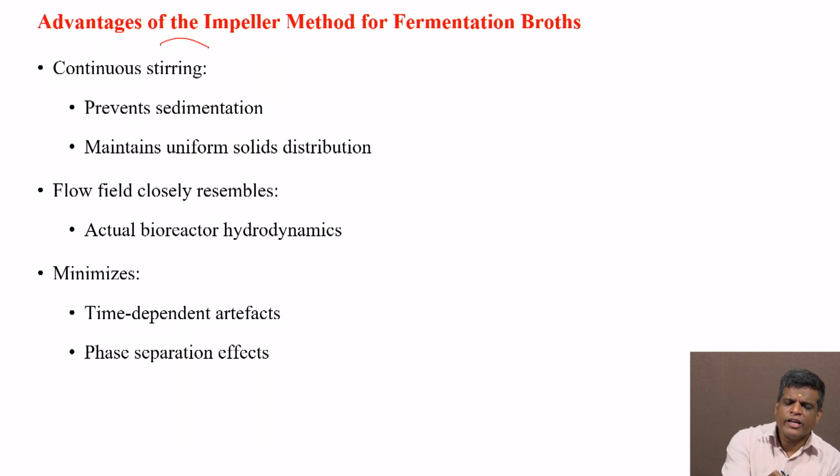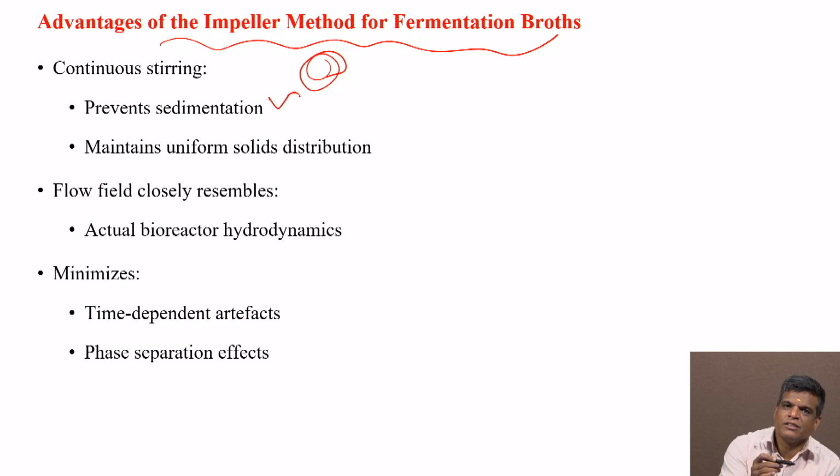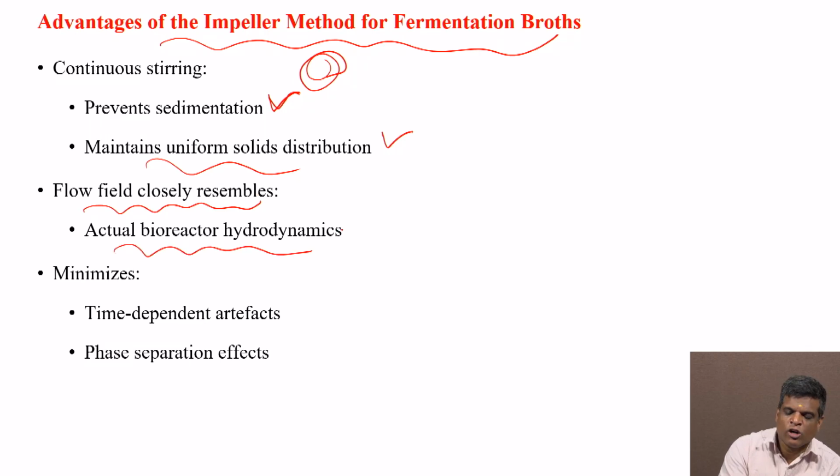What are the advantages of the impeller method for fermentation broth? We can use continuous stirring, which prevents sedimentation and maintains a uniform solid distribution. The flow field closely resembles the actual bioreactor hydrodynamics, and it also minimizes time-dependent effects and phase separation.